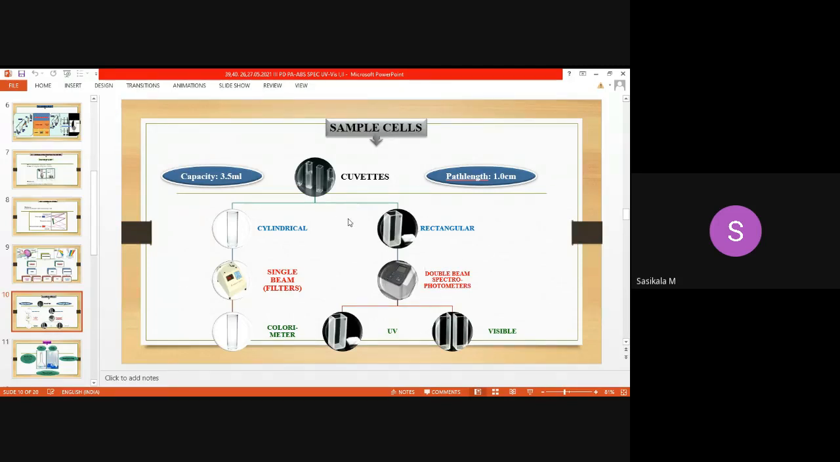This is about sample cells. What are sample cells called in a spectrophotometer? Cuvettes. What is the path length? 1 centimeter. What will be the capacity? How much minimum sample do you require to analyze in the sample cell? 3.5 ml. So you need to prepare a minimum of 5 ml of sample to analyze in UV visible spectroscopy, so that it will occupy 3.5 ml in the cuvette. Only 3/4 will be taking the sample, around 3 ml it will consume. Accordingly you need to prepare the sample for analysis.